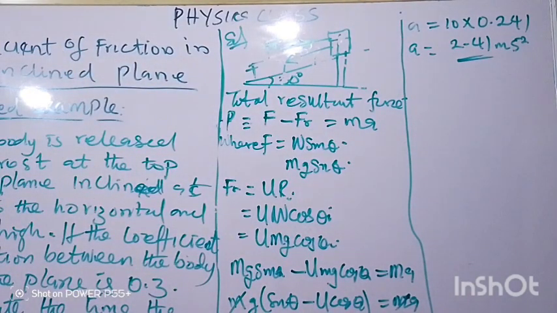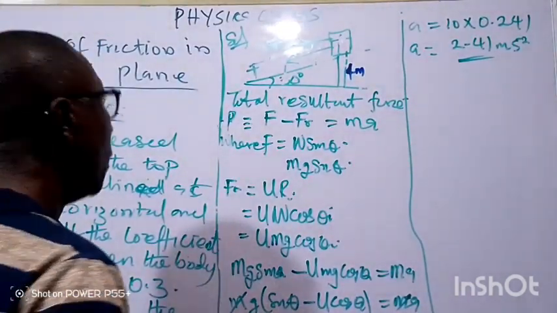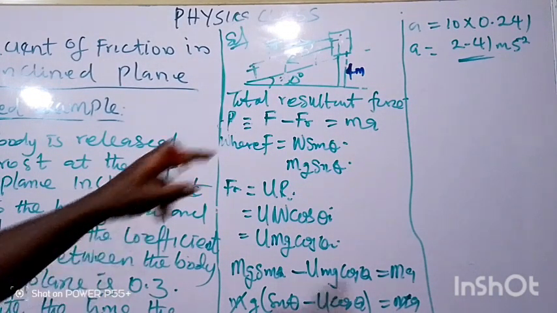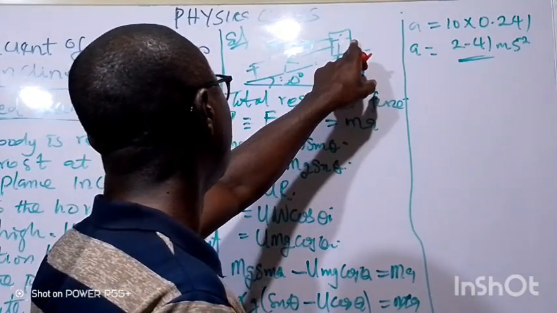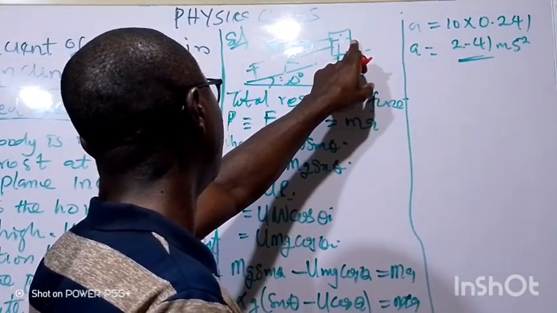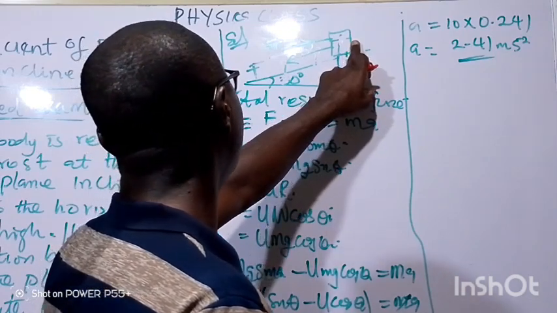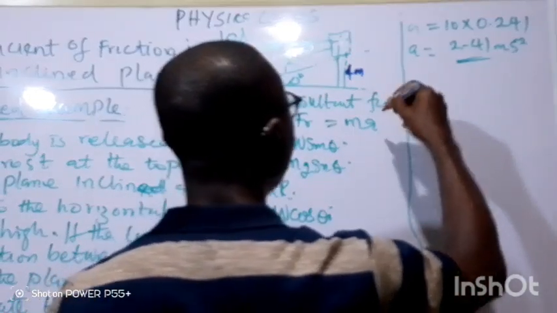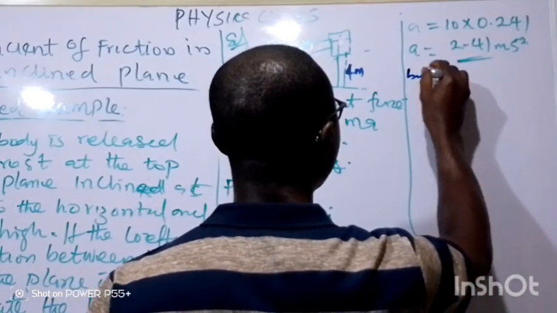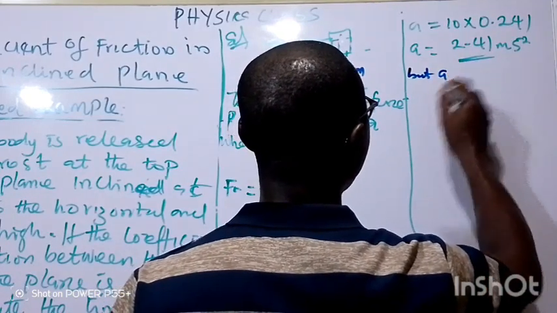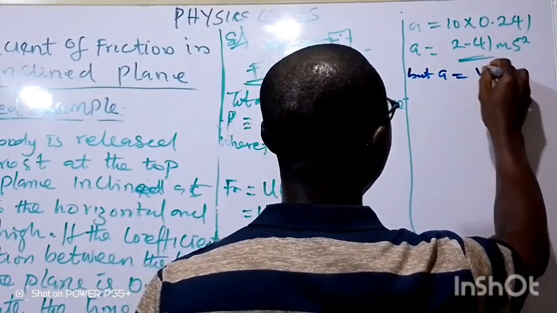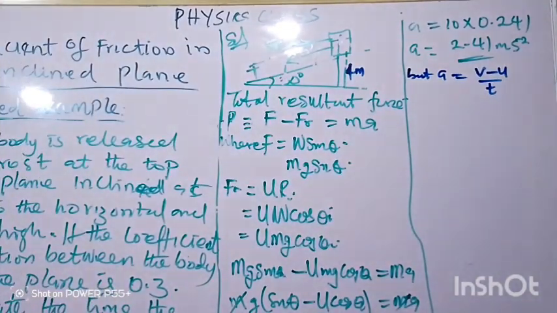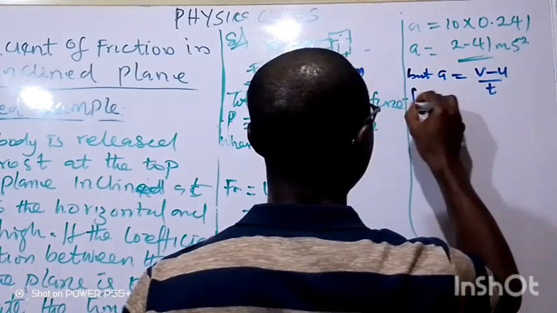Now, the question asks us to calculate the time taken for the body to slide down when it is released from the top of this plane to the bottom. So remember that our a, which is acceleration, is equal to v minus u over t. That is from linear motion.